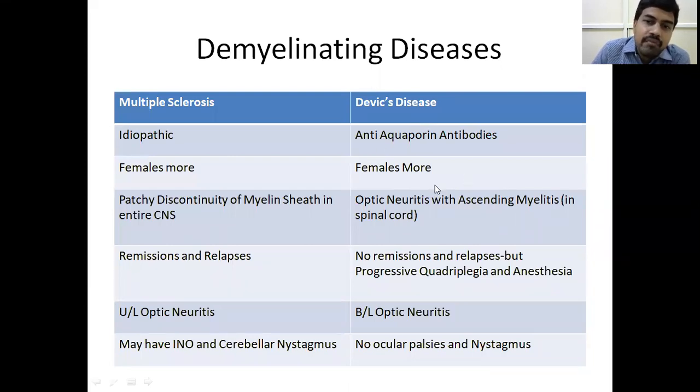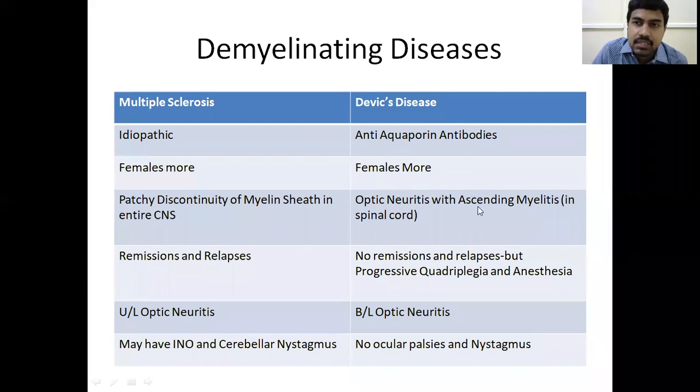It is more common in females. Here optic neuritis occurs along with ascending myelitis. So myelitis means, remember, it is related to spinal cord. Transverse myelitis is seen in ascending myelitis, Guillain-Barré syndrome, all these have got myelitis. So in Devic's disease, the spinal cord is involved along with optic nerve. So optic neuritis along with inflammation of spinal cord, ascending myelitis. It is known as spinal cord.